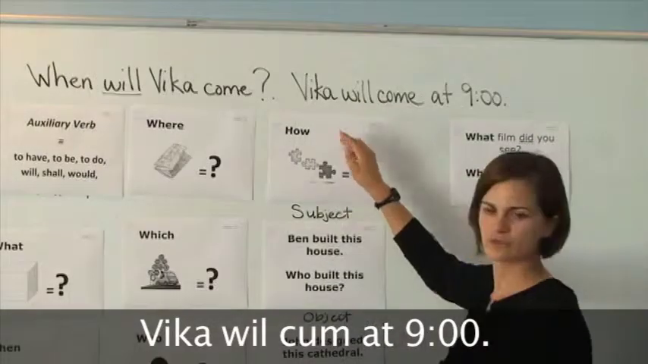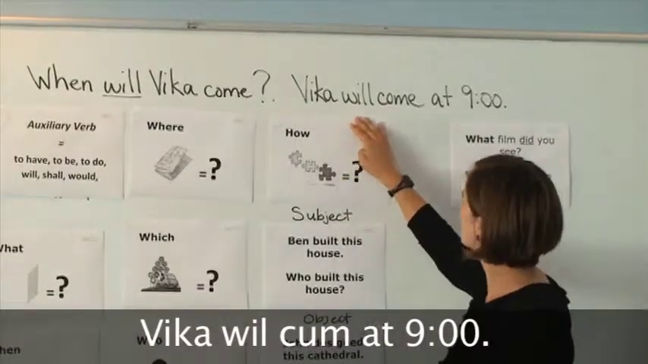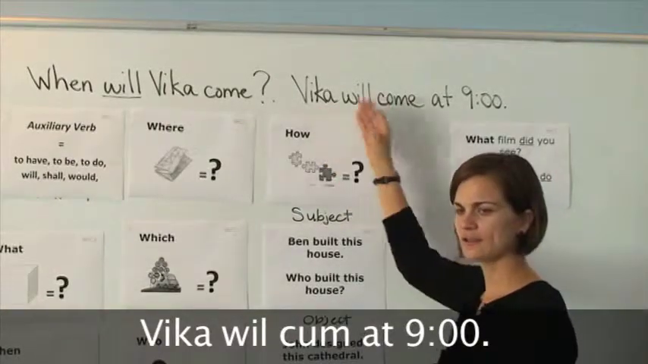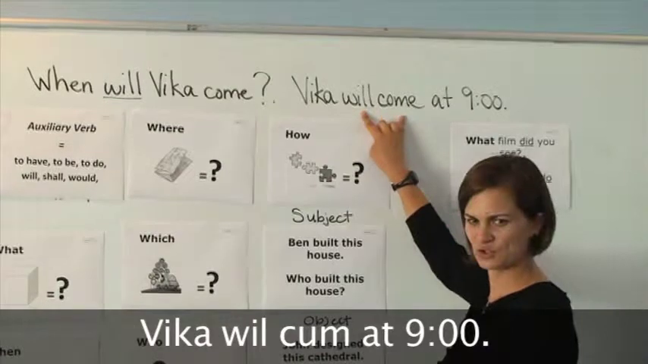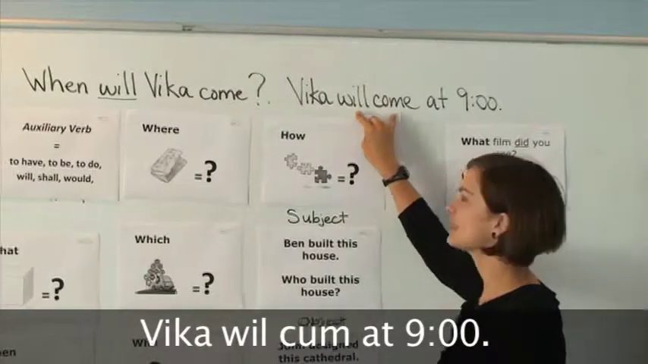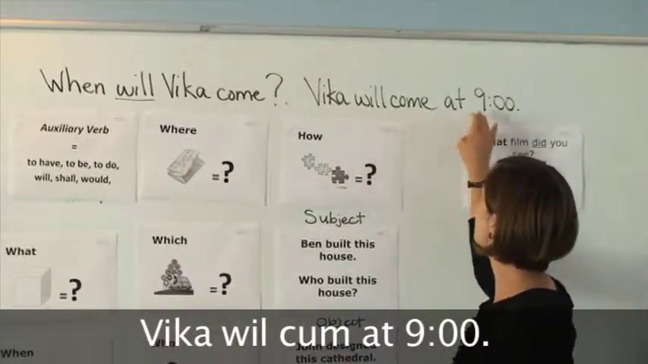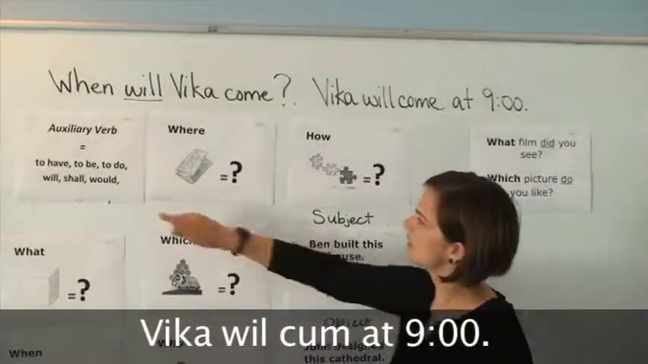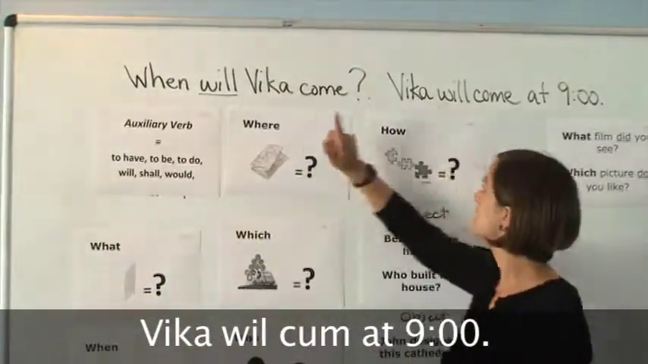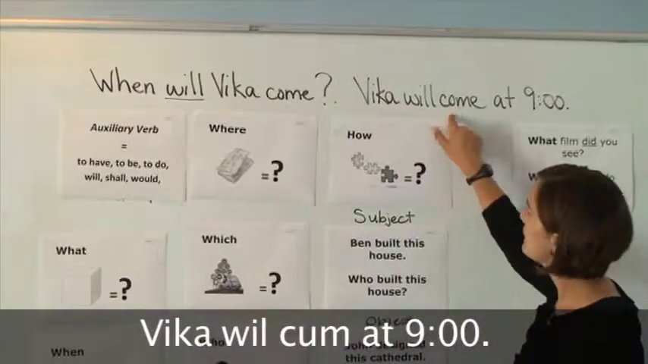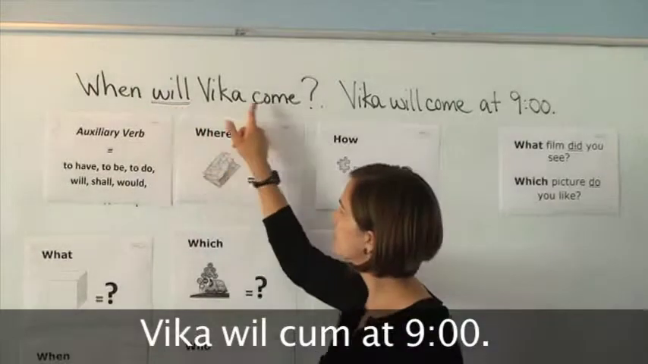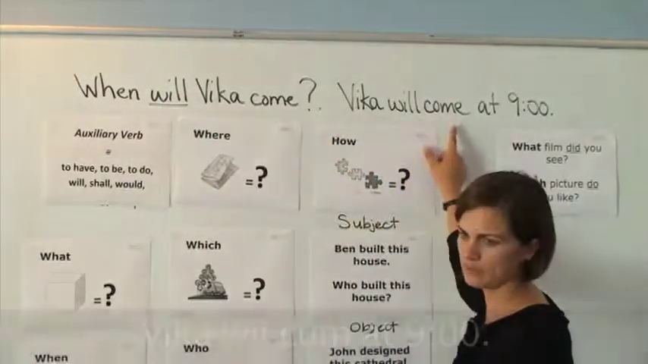Okay, look at how I answer the question. What is the verb? Vika. Oh, there's 2. Will come. Vika will come at 9. So what's happening here is I use this to help come. This is showing future, right? This is showing the future. When will Vika come? Vika will come at 9 o'clock.